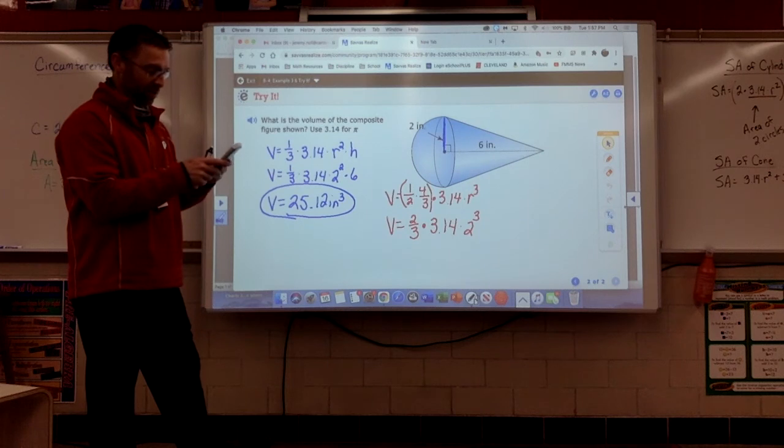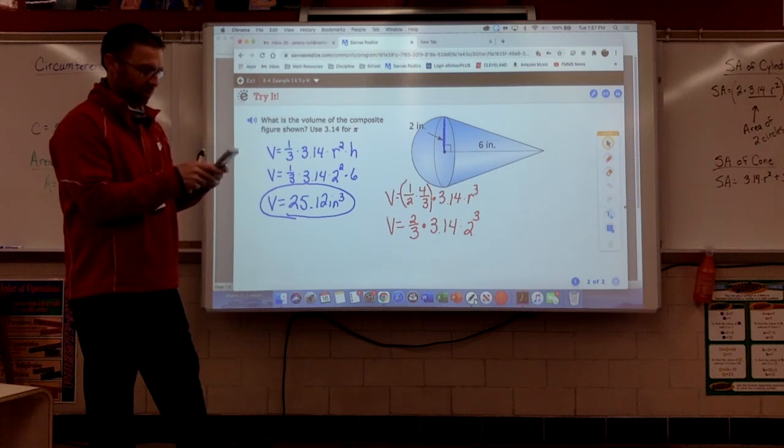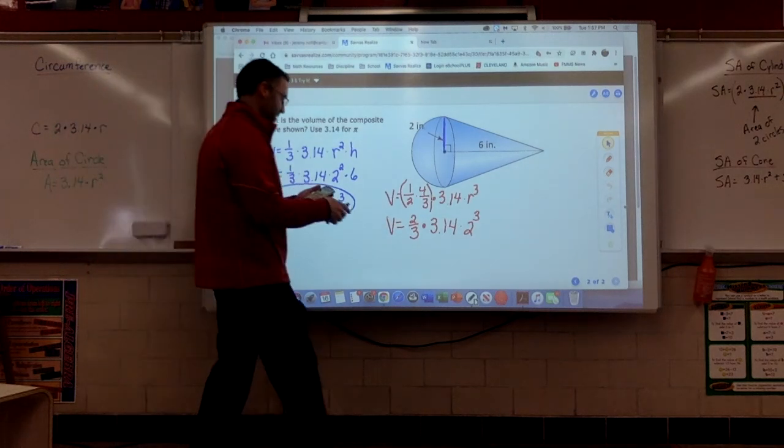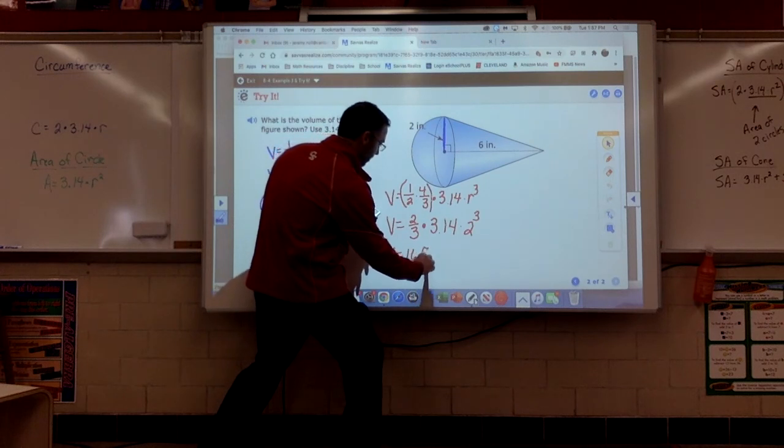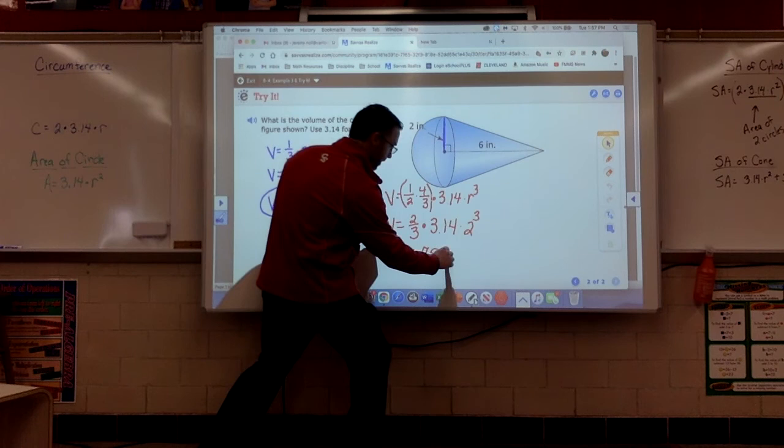It's a hemisphere, so 2/3 times 3.14 times 2 raised to the third power. This comes out to be 16.75 cubic inches.